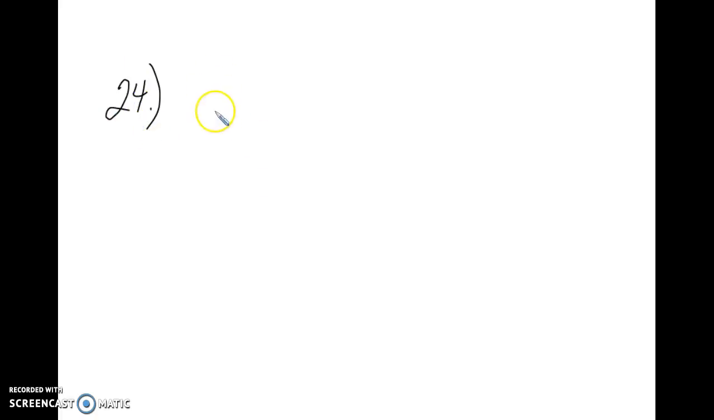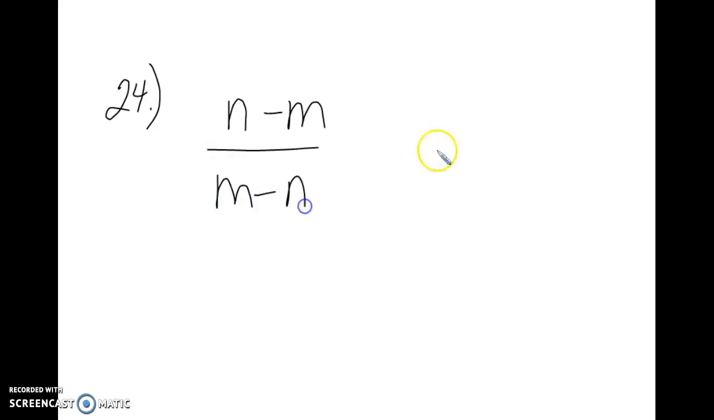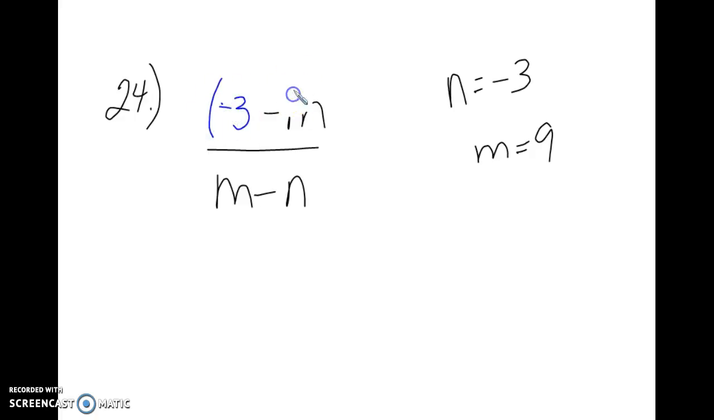All right. 24. That wasn't. 24 is the one that I might want to talk about a little bit here. Okay, it looked like this. N, it told you, was negative 3, and it told you m was equal to 9. First thing you need to do is just substitute first, okay? Before you do anything else, just substitute. So I see an n, I'm going to put a negative 3. M, I'm going to put a 9.